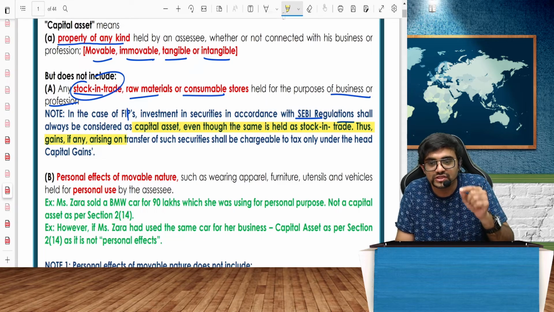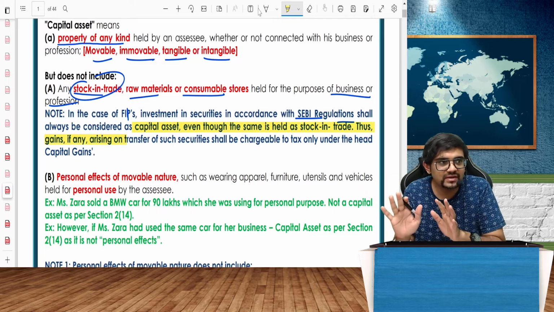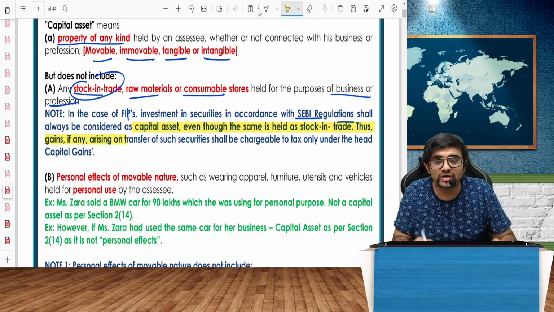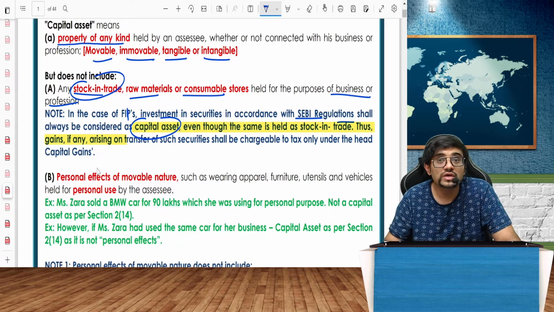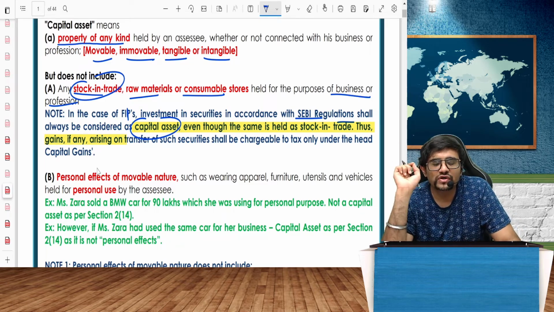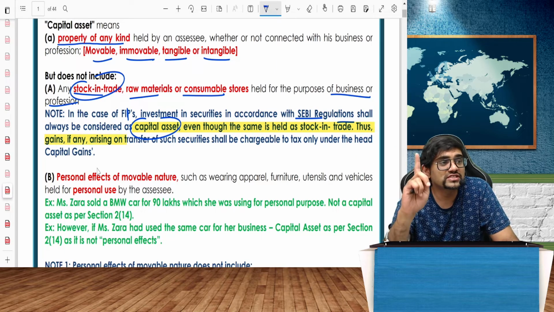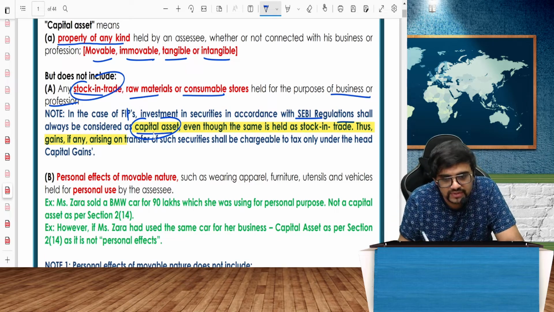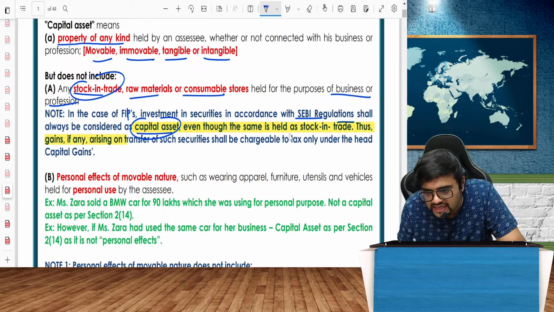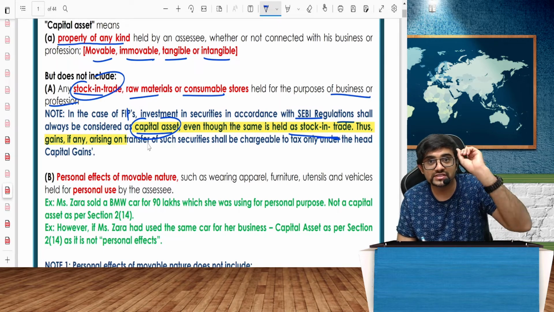You leave that. So now, Chidambaram said, sorry Anna, we will not treat it as business income. We will treat it only as capital asset, okay? So in FIIs, foreign institutional investors, whatever they sell, share, security, etc., is always treated as capital asset, even though the same is held as stock in trade. Beauty, right? So you should never forget it. Who did this? Sidhu Anna did this.